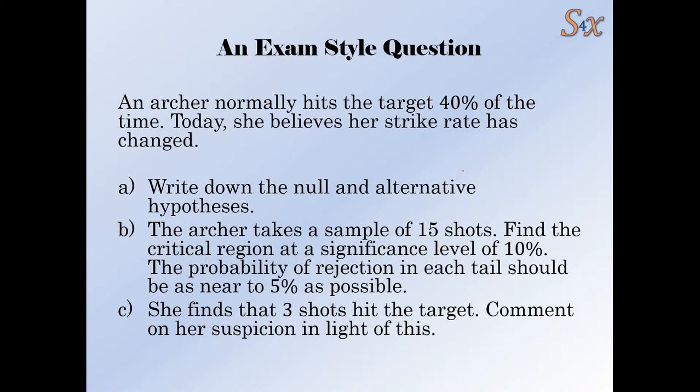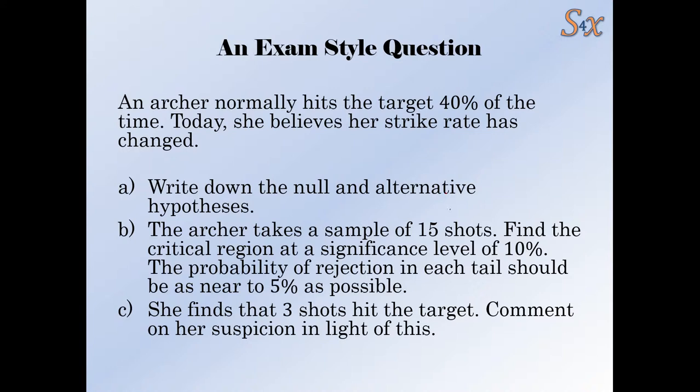The first part, the null and alternative, you can get straight from the question. Look at what she said about what she thinks about the strike rate. That'll give you the alternative hypothesis. The null hypothesis is written in the question. For the critical region, you're going to need the formula book and the tables.